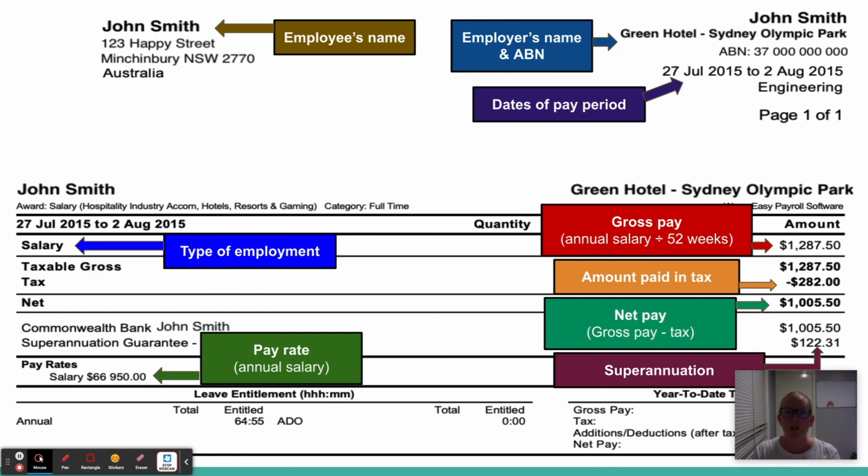It needs to be addressed to you. It needs to tell you where it's from, the time that it's for, what type of employment you're in, information about your pay rate, information about your gross pay, how much you've paid in tax, your super, and then most importantly, how much you get to take home.